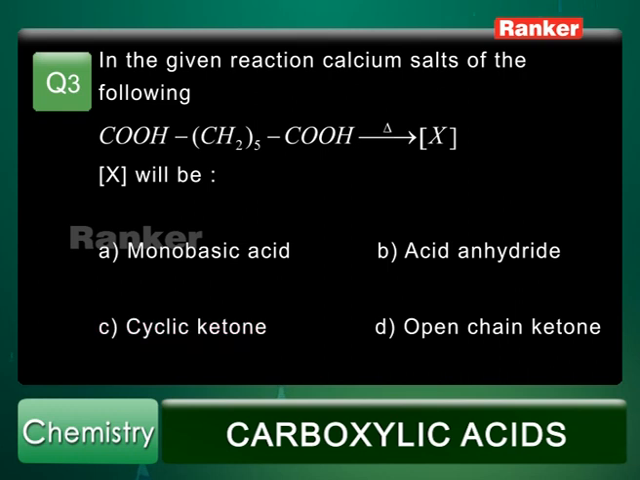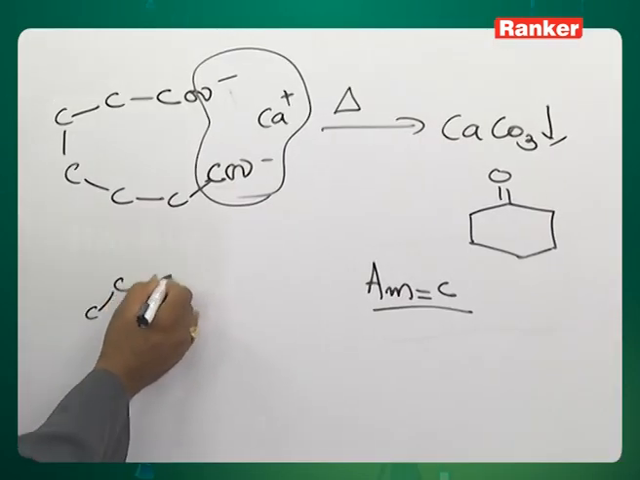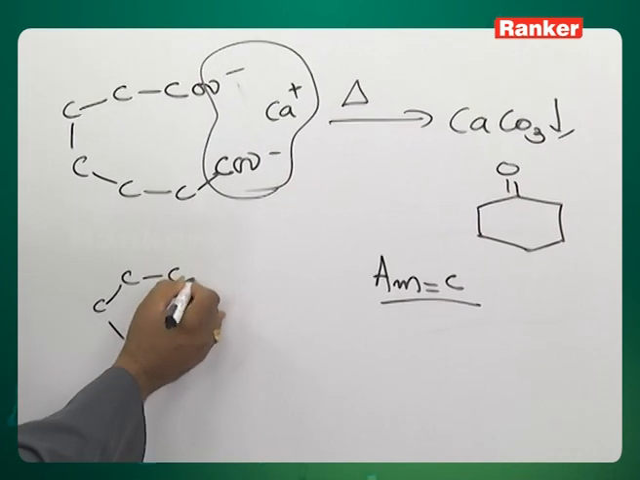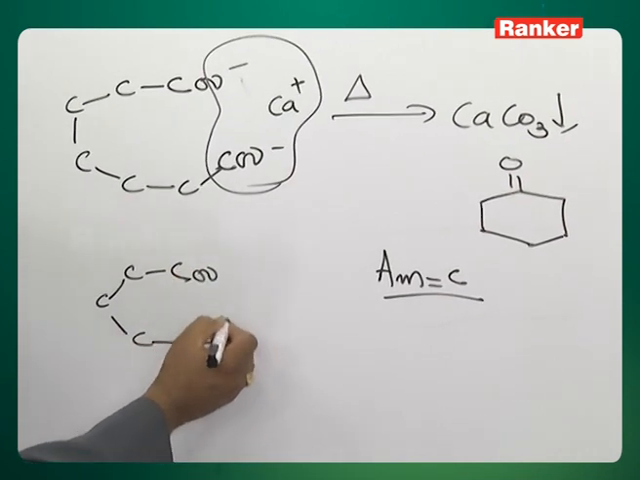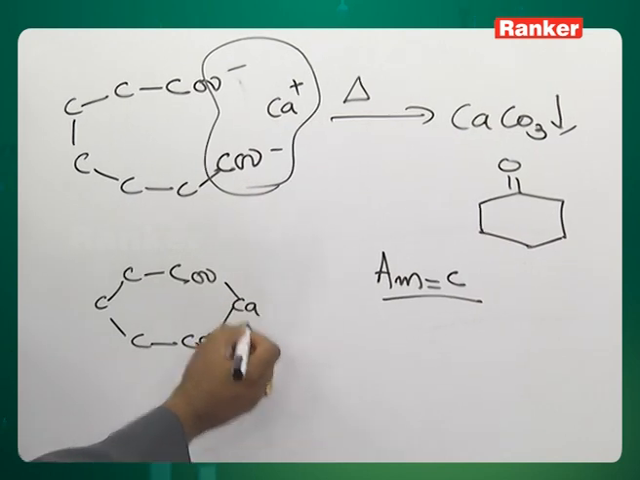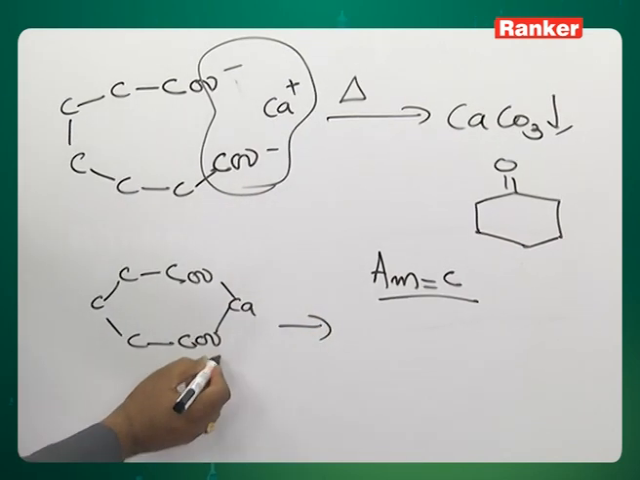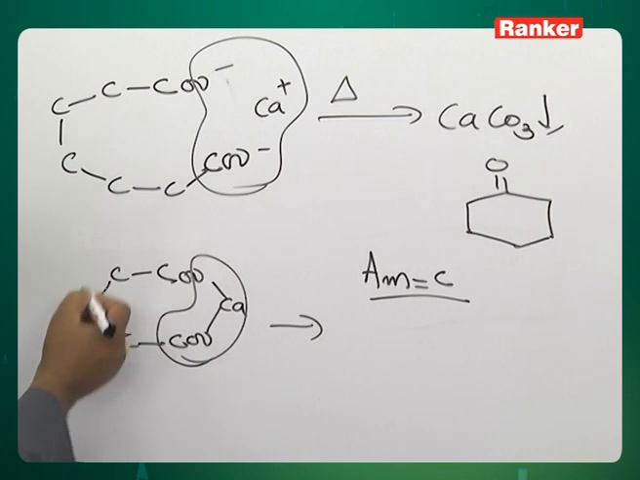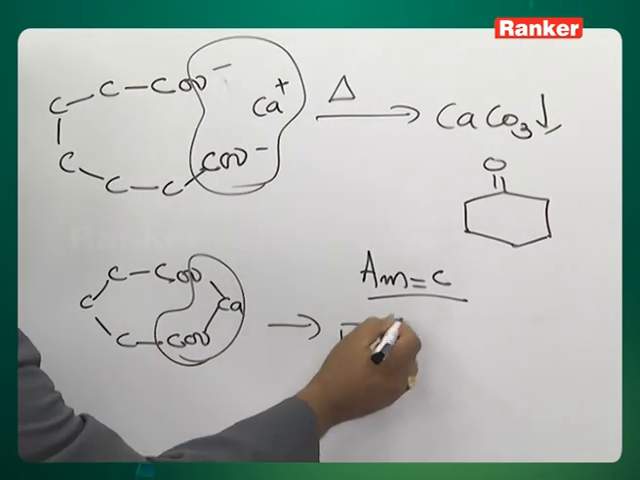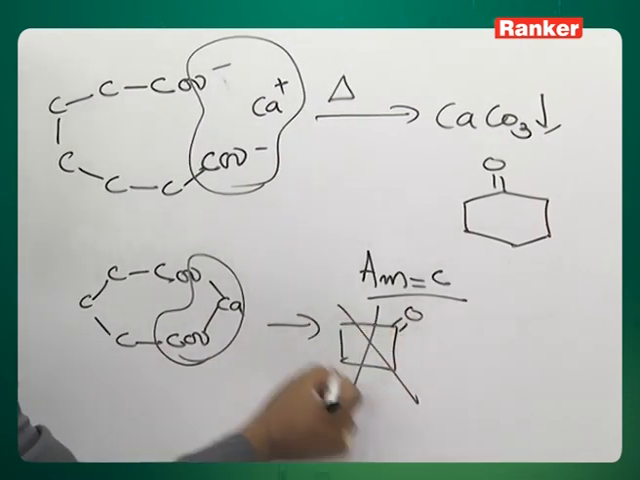However, the reaction has some concept here. Option A is a monobasic acid. So acids will give ketones. Acid anhydride also has some validity here. For example, if a 5-membered acid is taken, that is called adipic acid. Calcium adipate, if heated, you are supposed to get 1 calcium carbonate and the 4 carbon ketone, right? But the 4 carbon ketone is unstable.